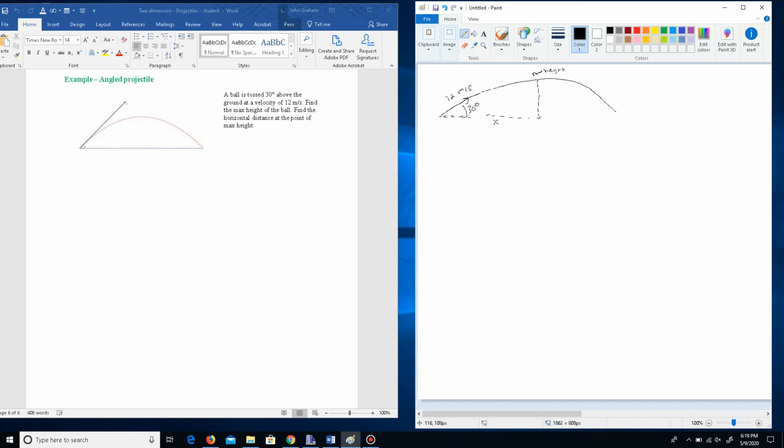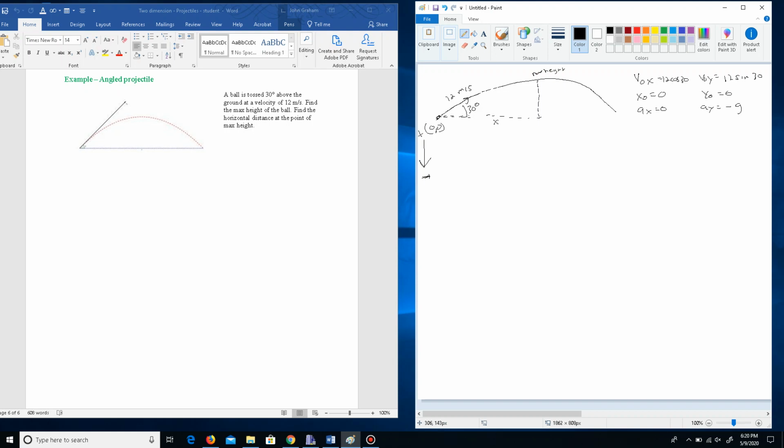Okay, so first thing we gotta do is break this initial velocity up into its components. So it's going to be 12, 12 is the velocity. 12 cosine 30, 12 sine 30. I'm going to set my origin here at 0, 0. So x sub 0 equals 0, y sub 0 equals 0. My a sub x equals 0, my a sub y equals negative g. I'm going to make down negative since everything is going up.